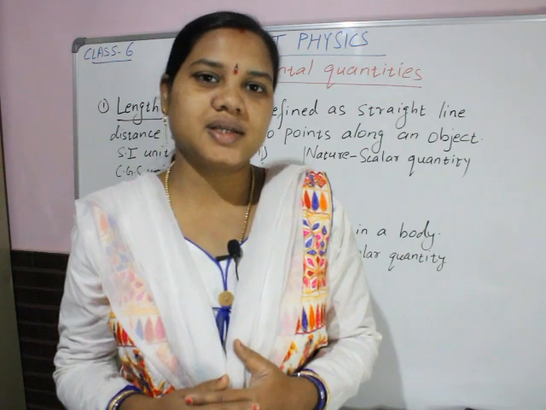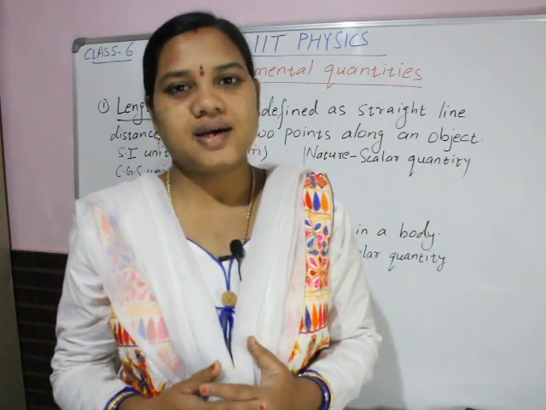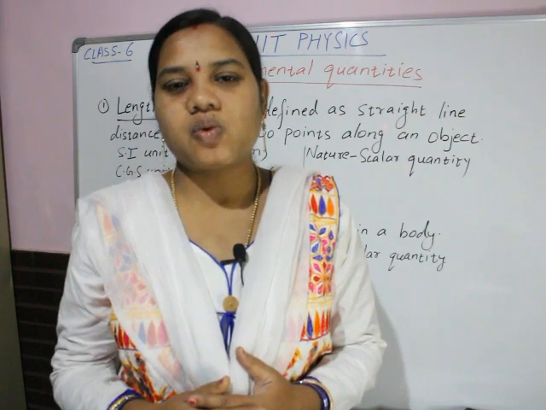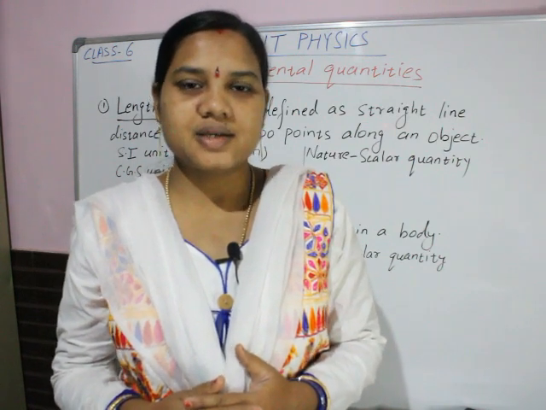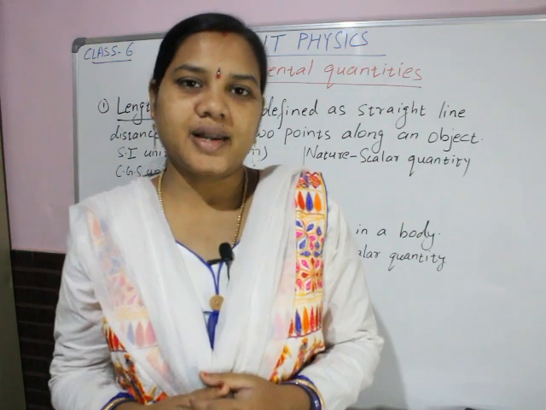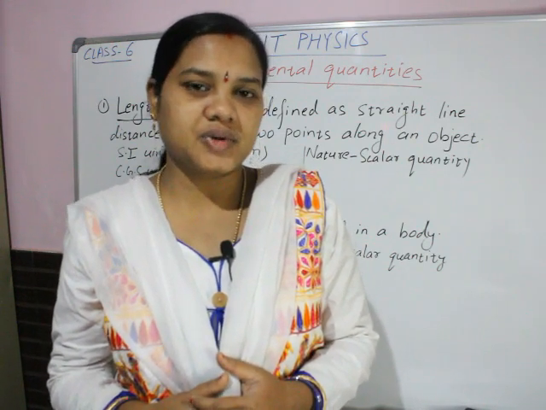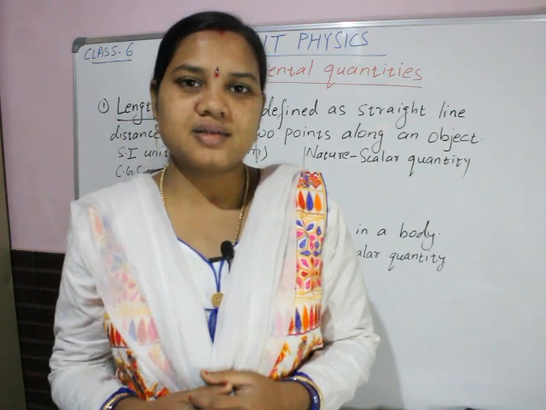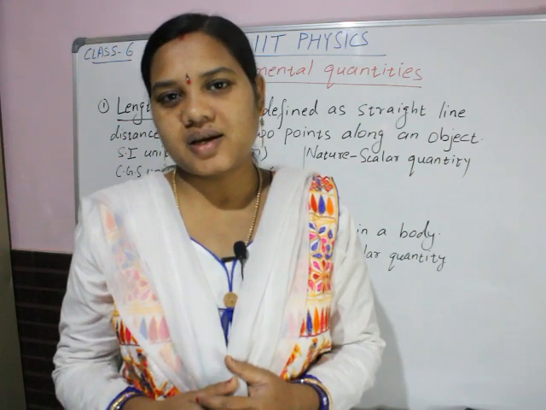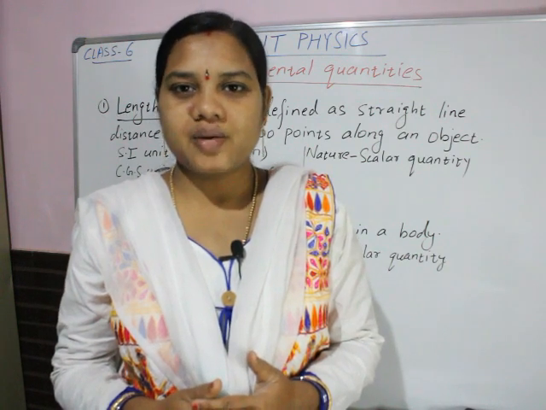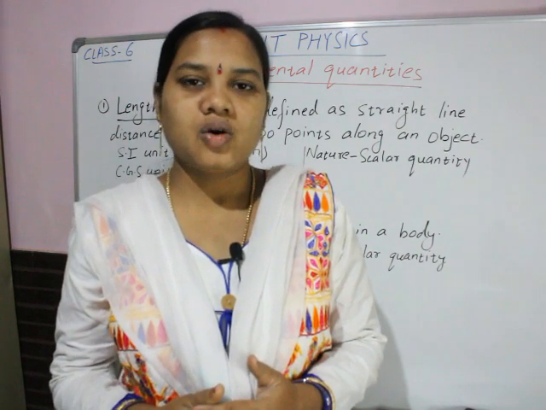Next is luminous intensity. Luminous intensity SI unit is candela and its symbol is cd, small c, small d. Next is electric current. Electric current SI unit is ampere and symbol is capital A. And last is amount of substance. SI unit is mole and the symbol is small m, small o, small l, mol.